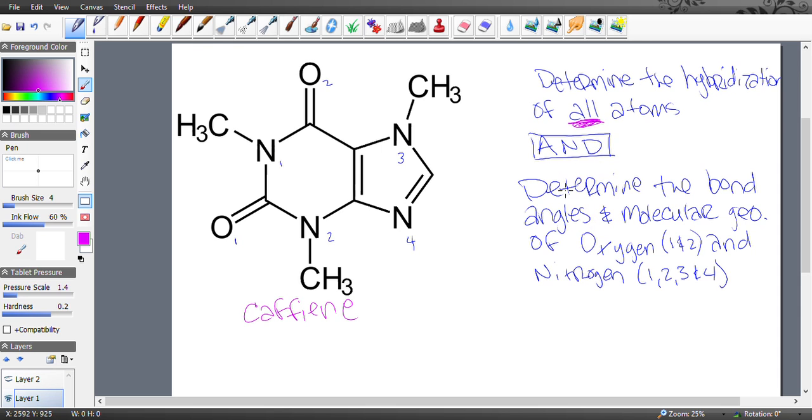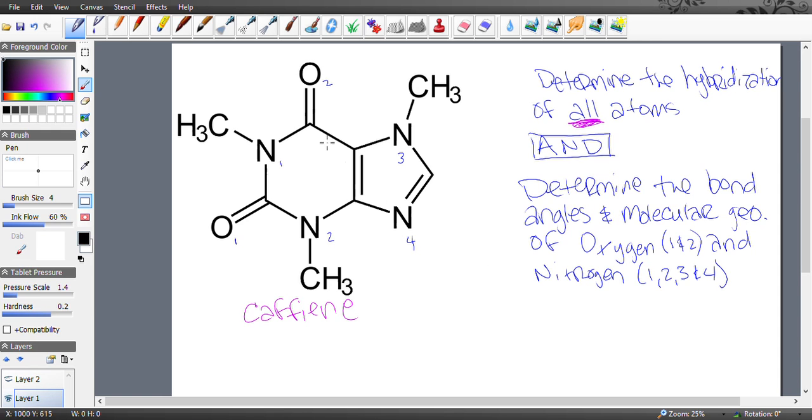And for the second part, determine the bond angles and molecular geometry of oxygen 1 and 2, as well as all the nitrogens, so 1, 2, 3, and 4. So let's jump right into it. So, hybridization of all atoms. First thing I'm going to want to do is to add in the lone pairs.